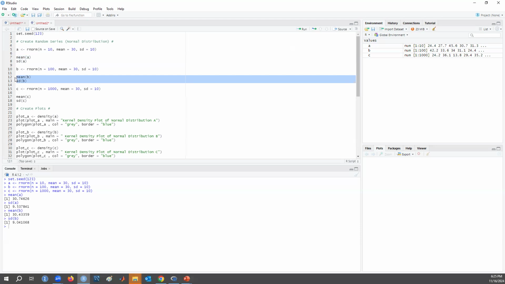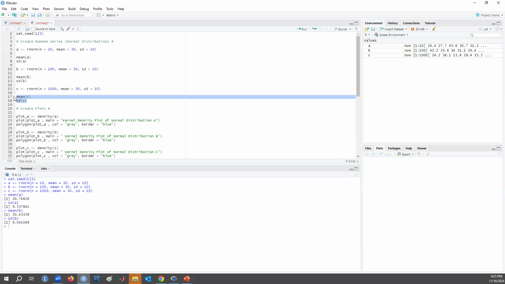And here is B, and here is C. Now, what you can notice from C as compared to A and B is that C has a mean of 30.20 and a standard deviation of 10.05. Because there are more observations, the mean of C and the standard deviation of C are actually closer to the true mean and standard deviation of the population from which we're sampling.